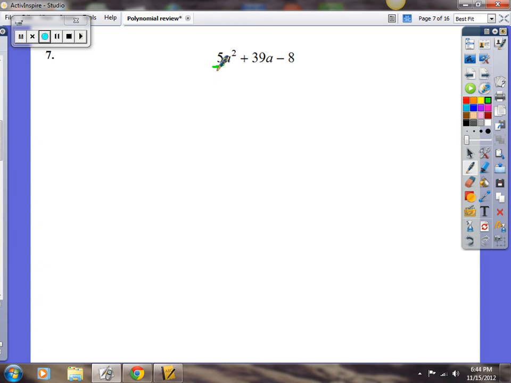So here's my first move. 5 times a negative 8. I'm going to do my first times my last, and that is a negative 40. Okay, move number 2, I'm looking for two numbers that multiply and give you negative 40 but add and give you 39, and they are going to be a positive 40 and a negative 1.